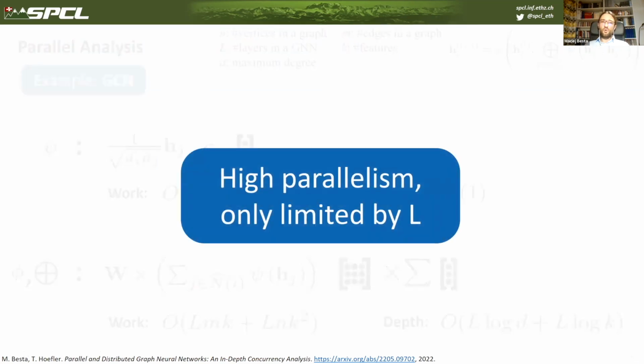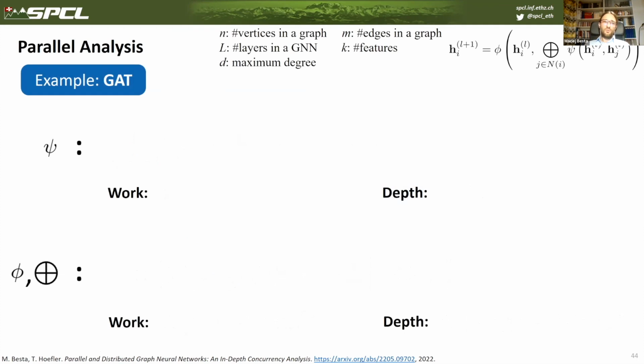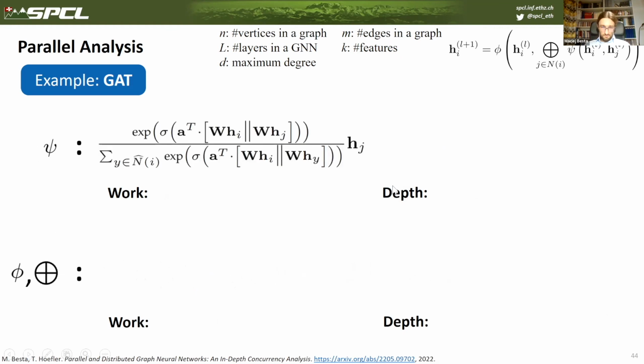So that's our main conclusion for the GCN model. Now let's take a look at something a bit more complicated. Let's take a look at the graph attention network model. Here we have again a way of disseminating this model through the local GNN model formulation formalism. Right, so we have the three functions again, the psi, the phi, and the aggregation function.